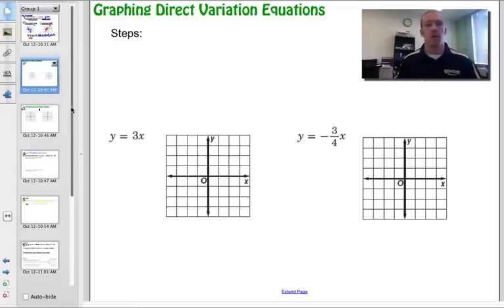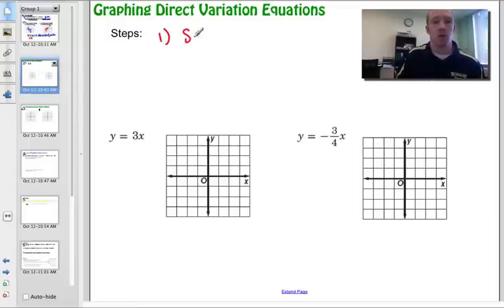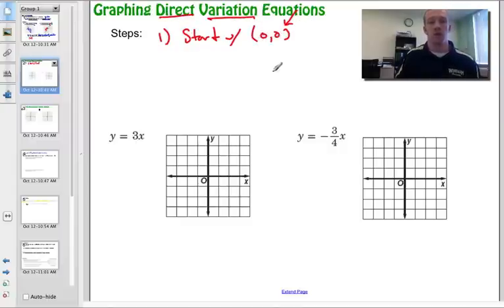So, how do we graph them? Simple. First, we start with the point 0, 0. If I tell you it's a direct variation equation, you know that this point is automatically on the line. So graph it right away, no problem. Secondly, what you're going to do is use the slope to graph a second point.